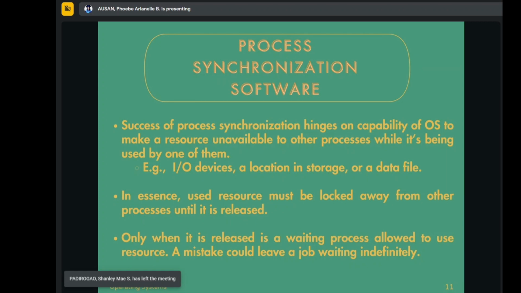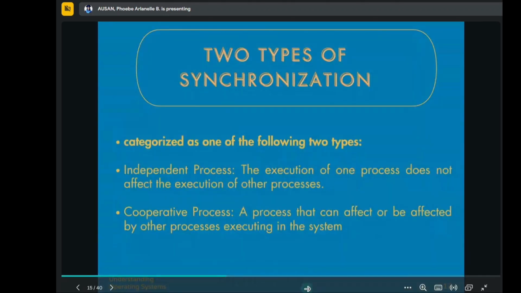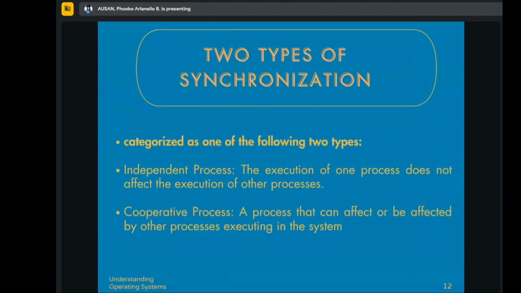Next slide, please. Here we have the two types of synchronization, categorized as one of the following two types: the independent process and the cooperative process. When we say independent process, the execution of one process does not affect the execution of another process. In the independent process model, the processes are self-contained and communicate with the outside world through explicit input and output operations. They may share common system resources such as the CPU, but they do not interact or exchange information with other processes in the system.